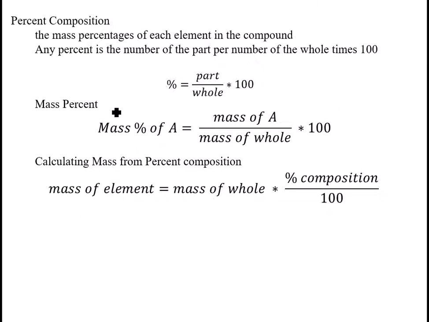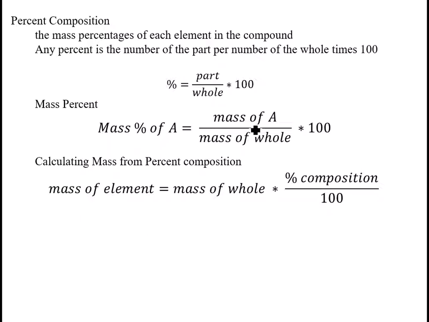Percent is the part over the whole. So mass percent, this is the first formula for the chapter that's given. All the other formulas from section 3.1 and 3.2 are not given. It's the mass percent of A. Whatever you're finding the mass percent of, the mass of that something goes as the numerator over the mass of the whole. That's probably the hardest part of this problem, identifying what is the part and what is the whole.